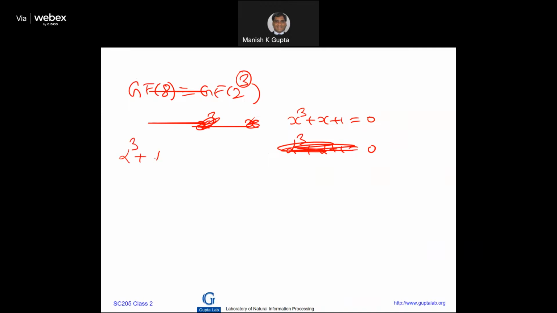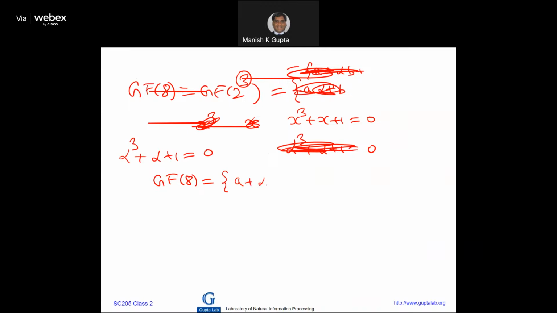Alpha cube. Okay. And so we know that this is nothing but A plus alpha B plus, sorry, A plus alpha B.